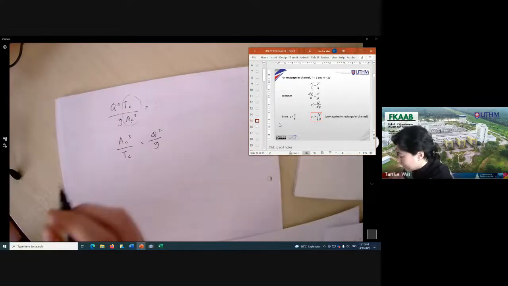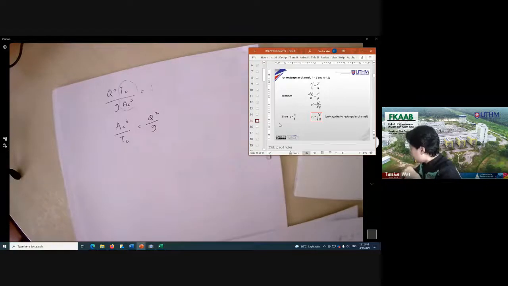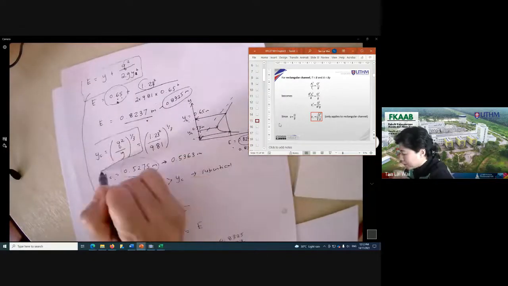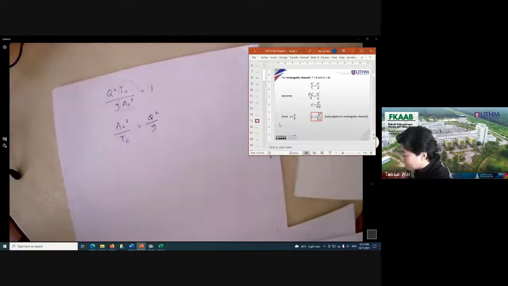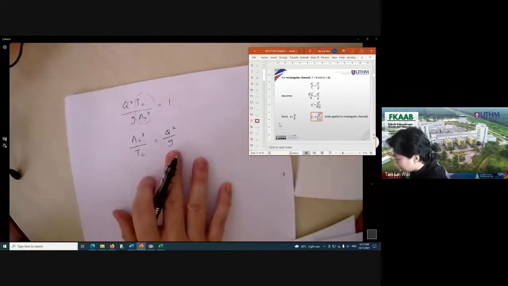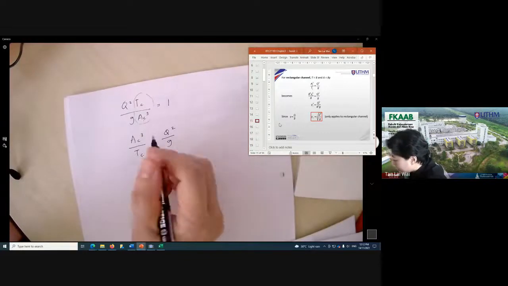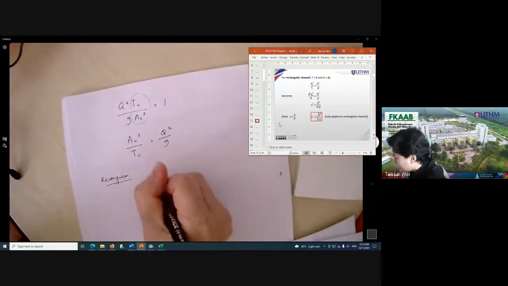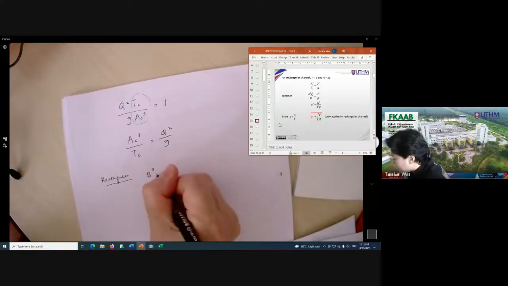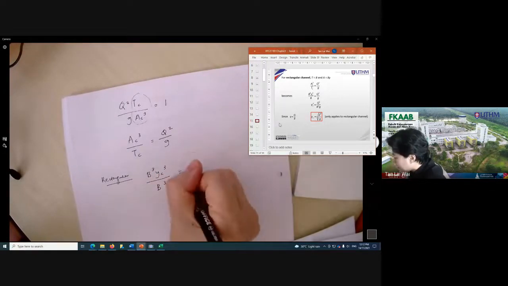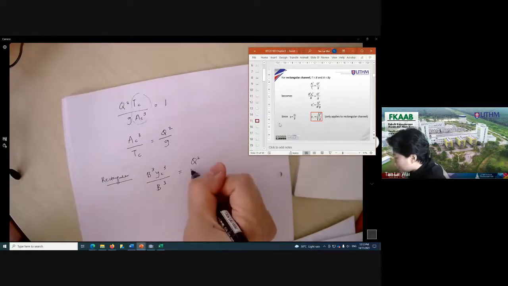Now, for a rectangular channel, remember this formula that we are using here. It actually applies only to a rectangular channel. So we are going to look at how to simplify this formula. For a rectangular section, this would be B cubed Yc cubed over B cubed equals Q squared over G.